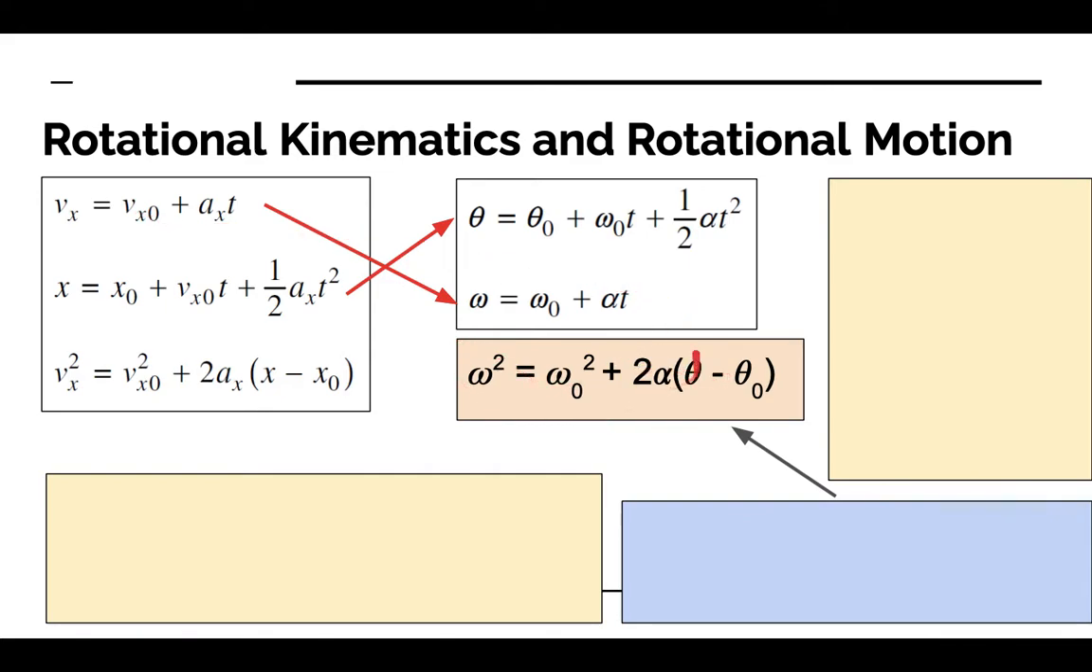This equation right here is not on your equation sheet. These two are, however. It's not that hard to remember. You only have to remember it because its translational analog is on your equation sheet.